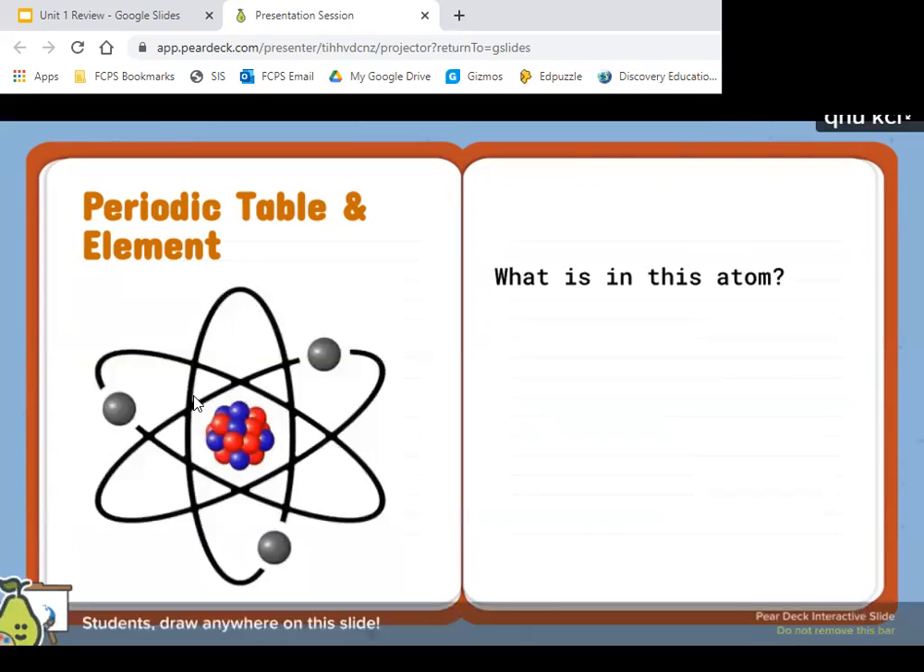All right, so one last thing. Or second to last thing, tell me what's in this atom. Actually, you know what? Just shout out the answers. Okay, we have proton. What else? Neutrons, electrons. Where are the neutrons and protons located? The nucleus. Perfect. How about the electron? Where is that located? Around the nucleus, outside of the nucleus, that's fine.